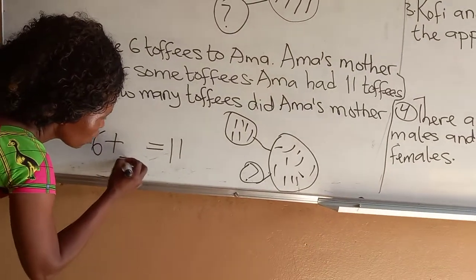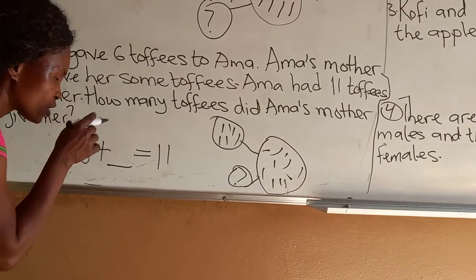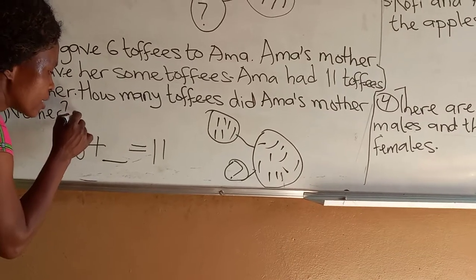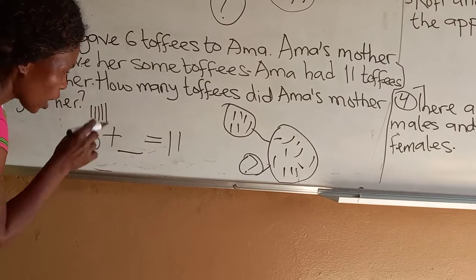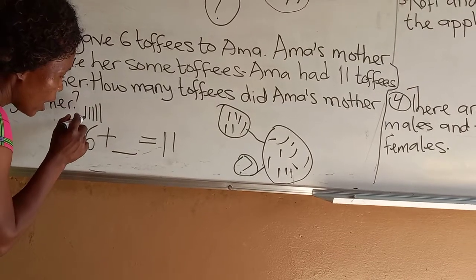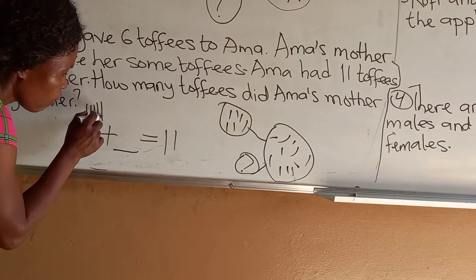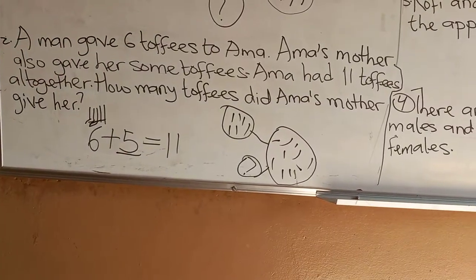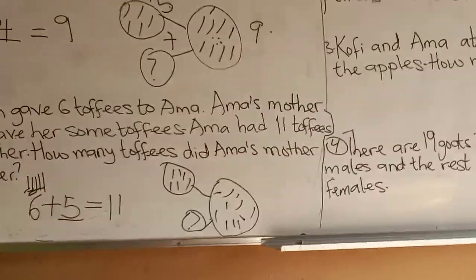Please, I said continue counting until you get to 11. So what number is it? 6. You continue counting from 7. Let's go: 7, 8, 9, 10, 11. When you finish, you count the strokes. Let's go: 1, 2, 3, 4, 5. So your answer is 5. Alright, as we move on, you get the understanding.